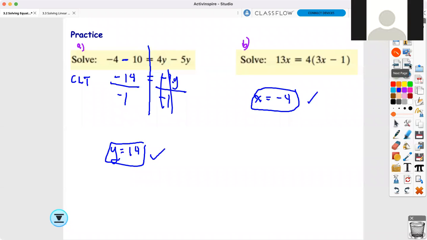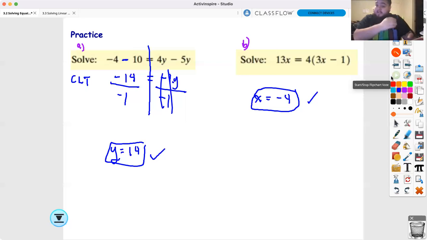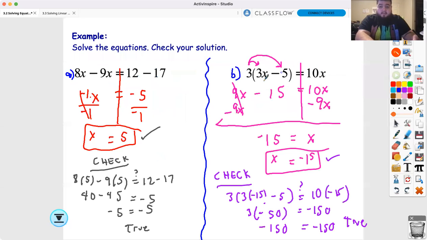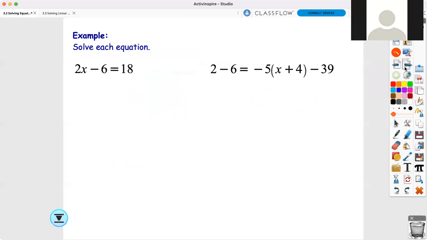I said practice B should be the same operation as example B. Yes, exactly, you're right. So pretty much, if you followed the example before this, Justin, it's the same concept as this. Did you catch that, Justin? All right, let's go ahead and move on to the next set of examples. I'll give you 1 minute.